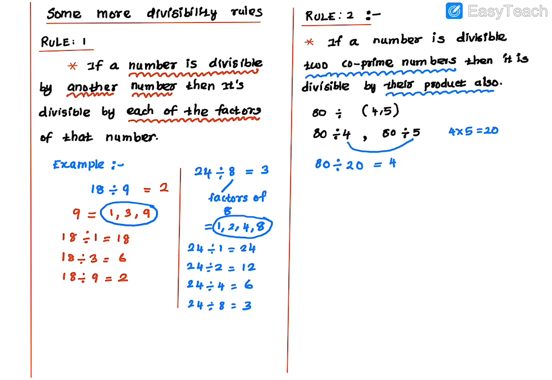So what is the rule? When a number is divisible by co-prime numbers, then it is divisible by their product. Which one is the product? The co-prime numbers' product. If you multiply the two numbers, the given number also can be divided by that product. Okay, can you understand?